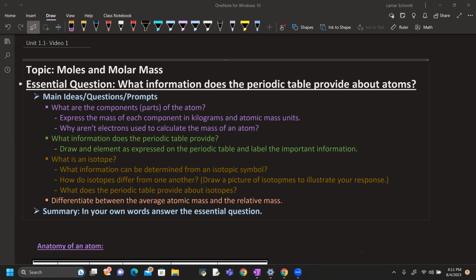Then from those ideas, in the summary of your notes, I want you in your own words to answer the essential question. So we're going to start off with this series of purple questions, and it says, what are the components or parts of the atom?